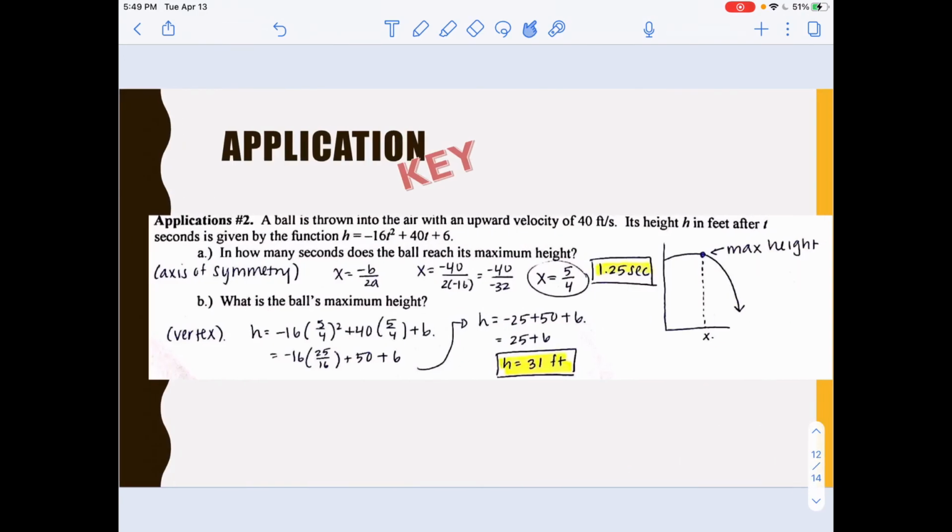All right, so hopefully you understood that. If you need to pause the video, you can finish solving it out right now. My key's over here.